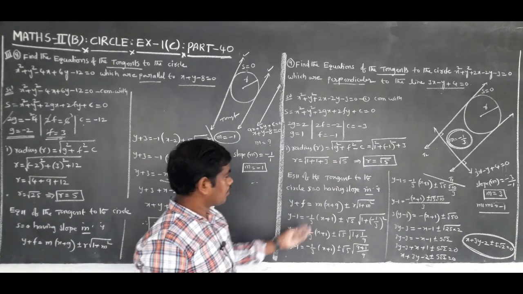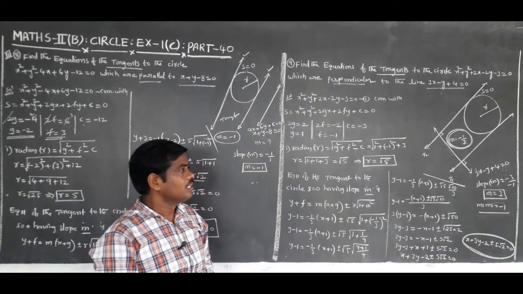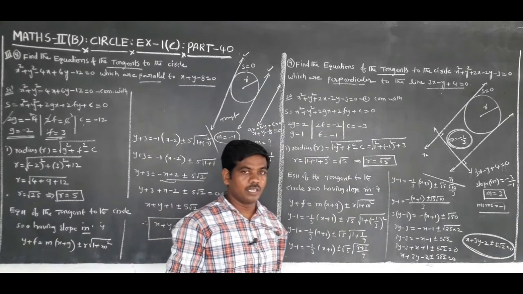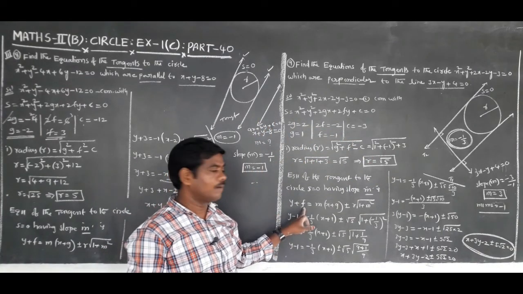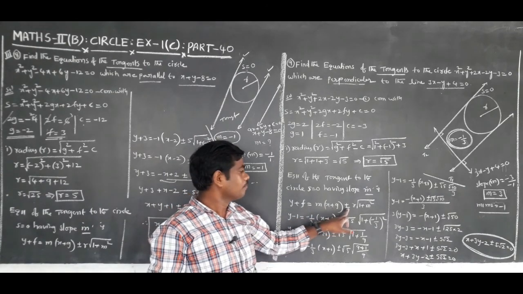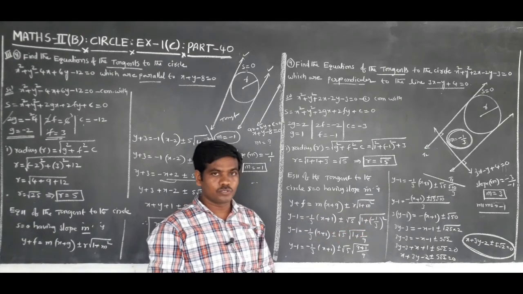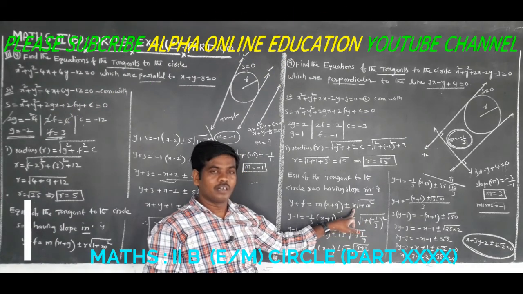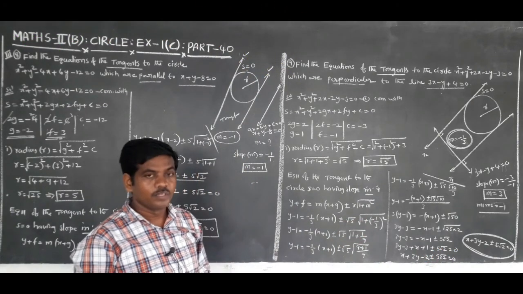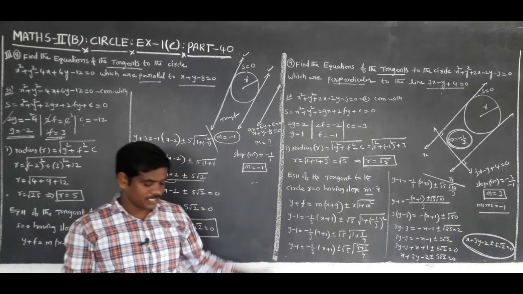This is the process for finding the equation of the tangents to the circle which are parallel and perpendicular. Here we use the formula y plus f is equal to m into x plus g plus or minus r into under root of 1 plus m square. Here r is the radius of the circle, and m is the slope of the tangent. This is the process. Thank you.